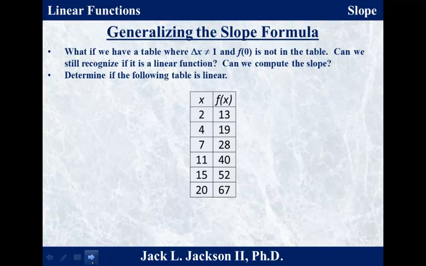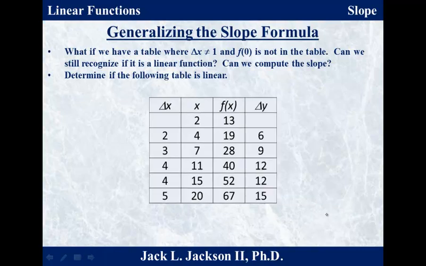Well, one thing we might do is start by computing delta x and delta y. So notice the first time we go up by 2 on the x side, then 7 minus 4 is 3, so we're going up by 3 the next time, and then from 7 to 11 is 4, 11 to 15 is 4, and 15 up to 20 is 5. So we don't even have a consistent delta x.